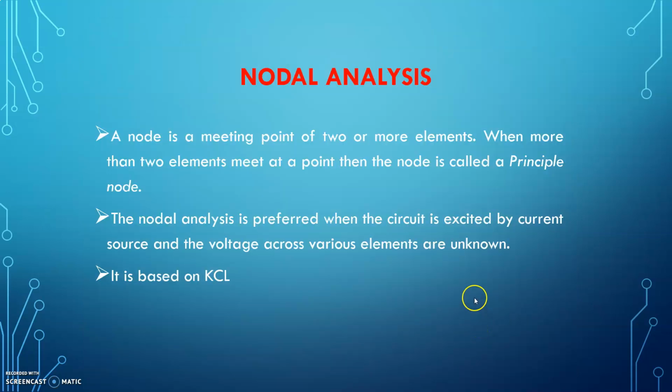Next, nodal analysis. A node is a meeting point of two or more elements. When more than two elements meet at a point, then the node is called a principal node. The nodal analysis is preferred when the circuit is excited by the current source and the voltage across various elements are unknown. It is based on the KCL.